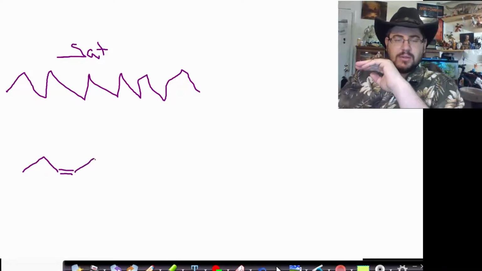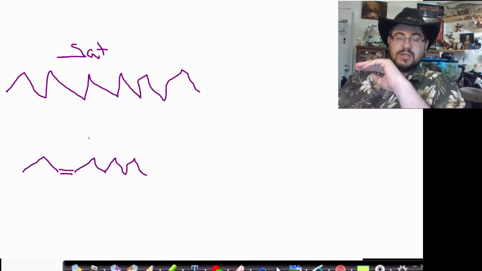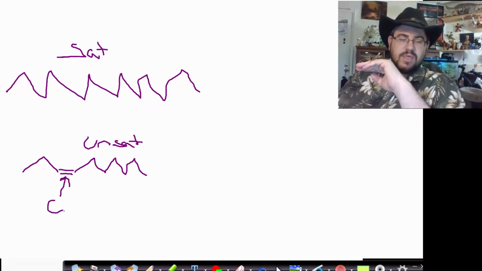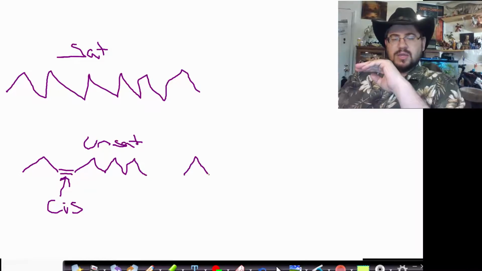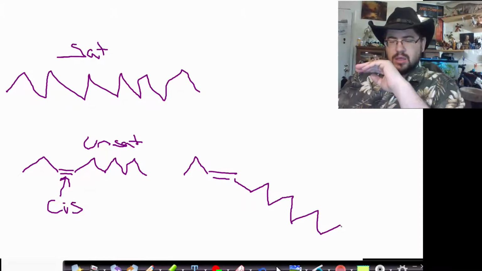Whereas if I add a double bond, like this, it's no longer saturated. This is unsaturated. But more importantly, right here, we have a cis arrangement. Whereas you might have a trans arrangement, and that would alter the shape of the chain. So there's our trans fatty acid.